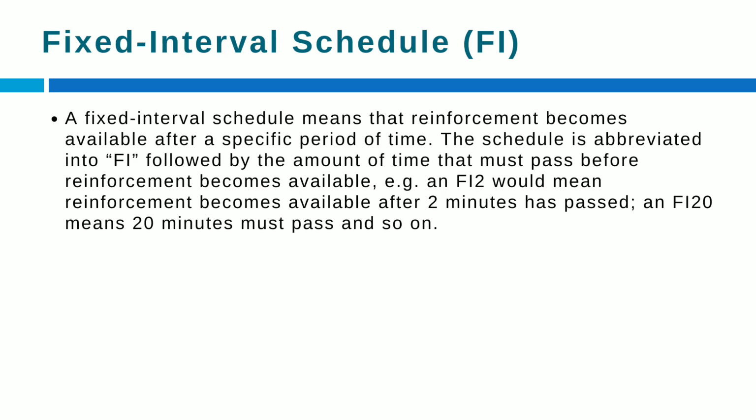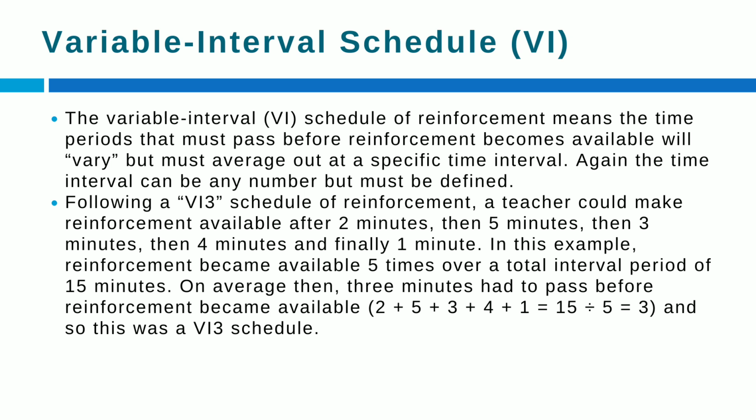Fixed interval schedule. A fixed interval schedule means that reinforcement becomes available after a specific period of time. For example, FI2 would mean reinforcement becomes available after 2 minutes has passed, and FI20 means 20 minutes must pass, and so on.